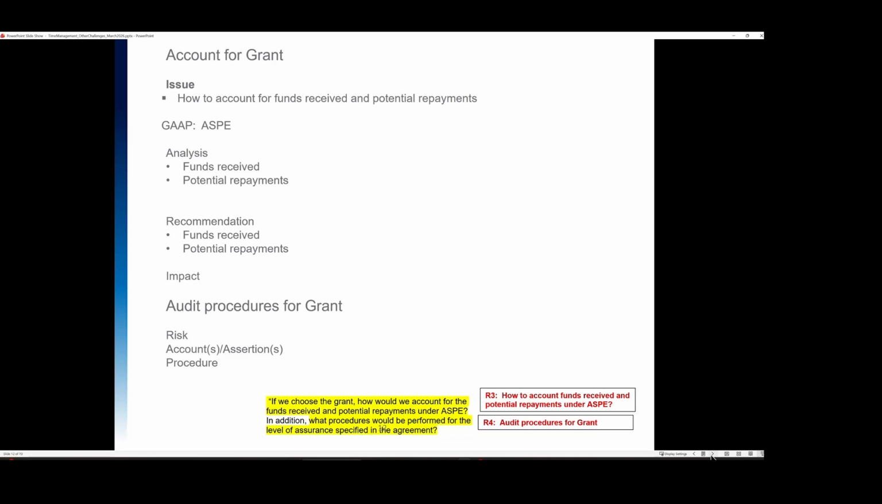Another required is audit procedures for the grant. So I know when I'm providing procedures, again, a wonderful discussion framework to use is WRAP. So identify the risk, the account or accounts and assertions impacted, and the procedure. So again, I've included that. What's great about Word is you can copy. So if there's more than one risk, I can copy that format.